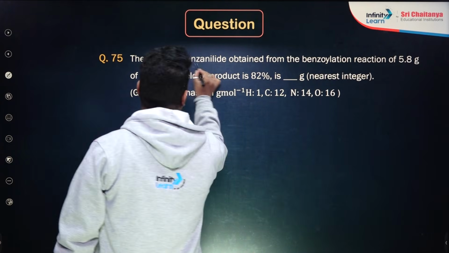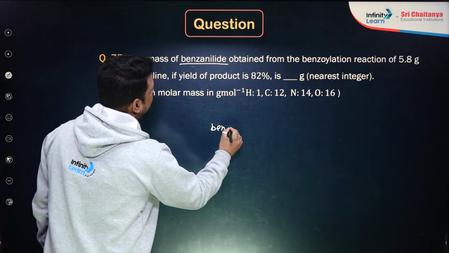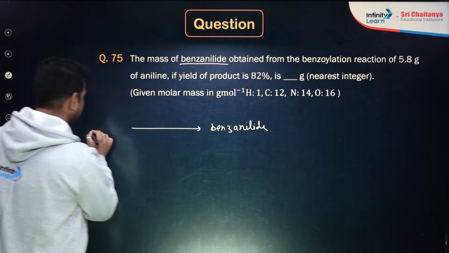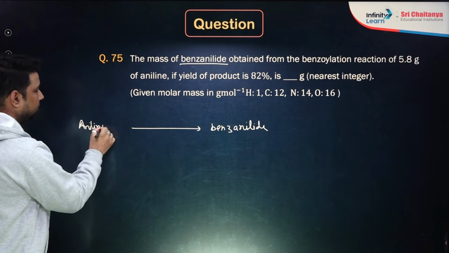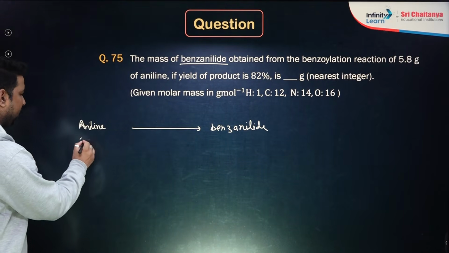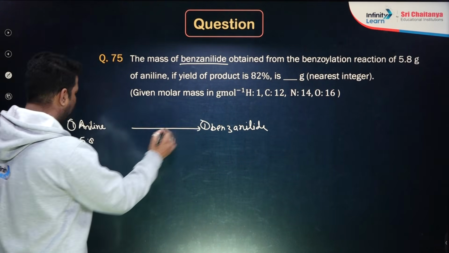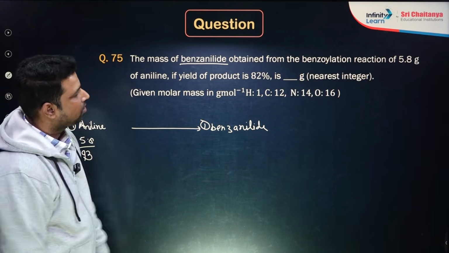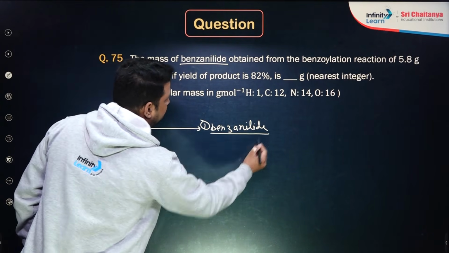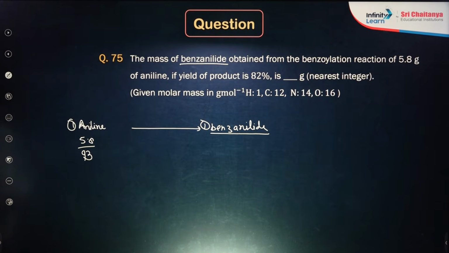It is again a question where benzanilide is formed from aniline. We treat it with benzoyl chloride so that we can get the product. 5.8 grams of aniline, 1 mole produces 1 mole, and its molar mass is 93. Okay, so 5.8 grams produces benzanilide, and you can see that the molar mass of benzanilide is 197.